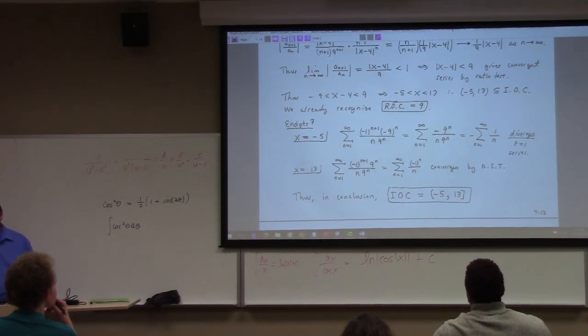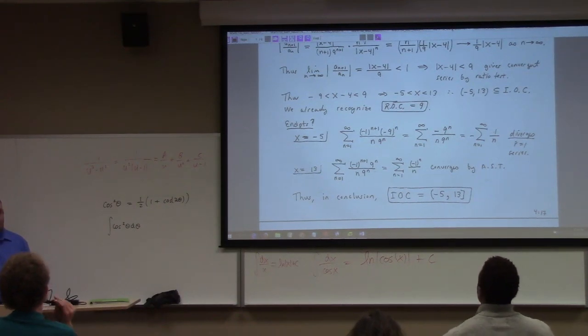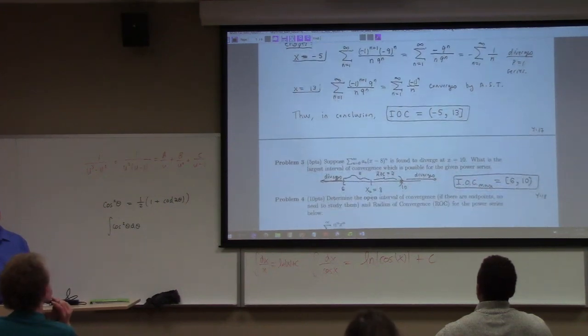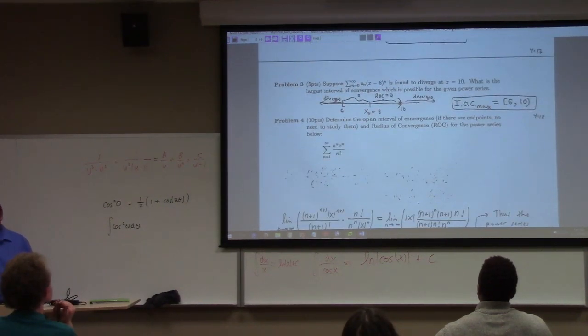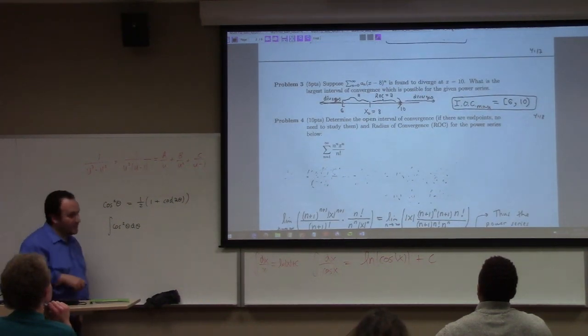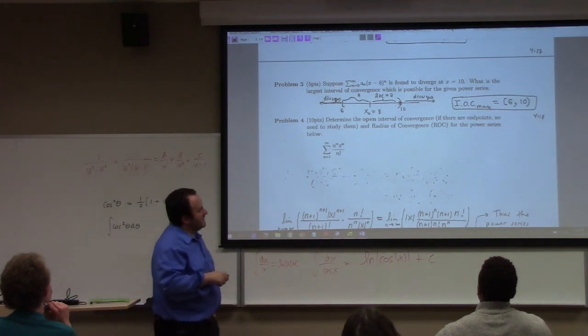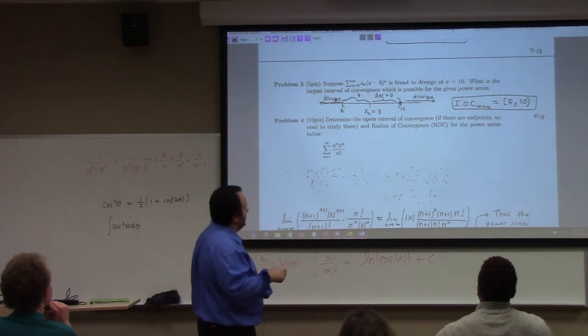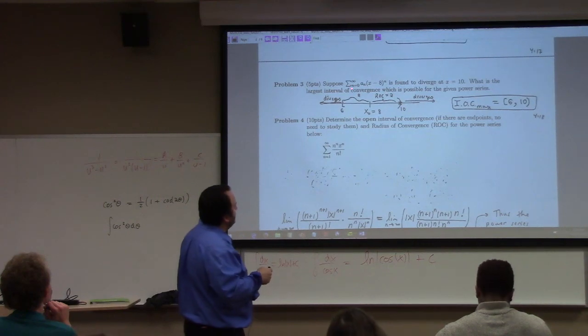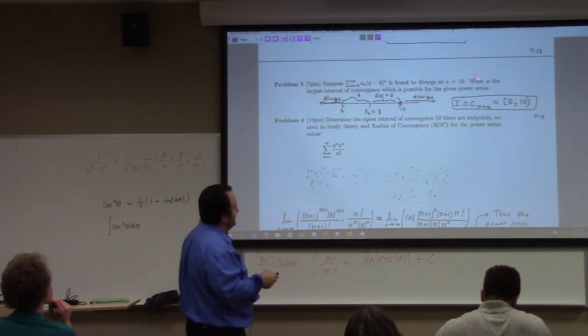In this case, the left endpoint ends up being harmonic, and the right endpoint ends up being the alternating harmonic, which converges, while the other one diverges. So there you go. This question is very conceptual and doesn't really require a lot of calculation. It's a pretty good question. There are a lot of different ways to ask it, but you should try to understand this. Any questions about problem 3?